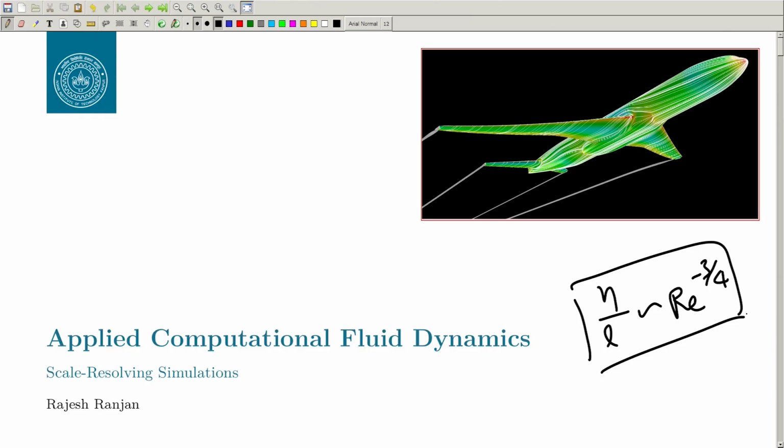Now, what we are going to do today is check for different conditions what the actual grid size is, which is very easy to calculate.